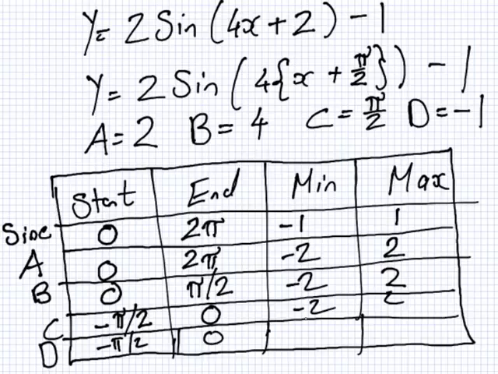The D is minus 1, so it moves it down 1 unit. So the minimum point is now minus 3 and the maximum point is 1. Why does it start at minus pi over 2? The C here moves the graph to the left. So we move pi over 2 units to the left. If we were starting at 0, we now start at minus pi over 2.